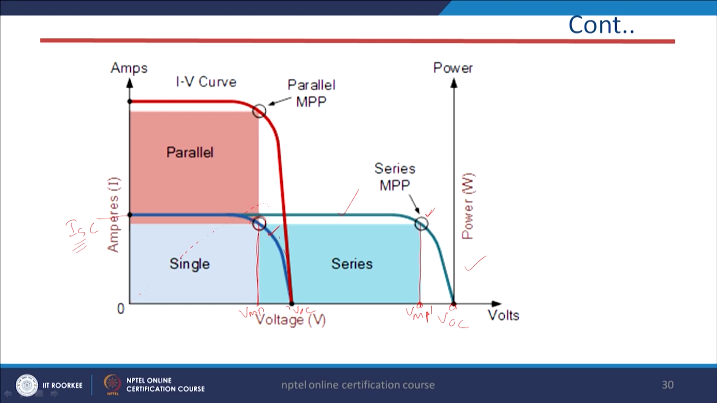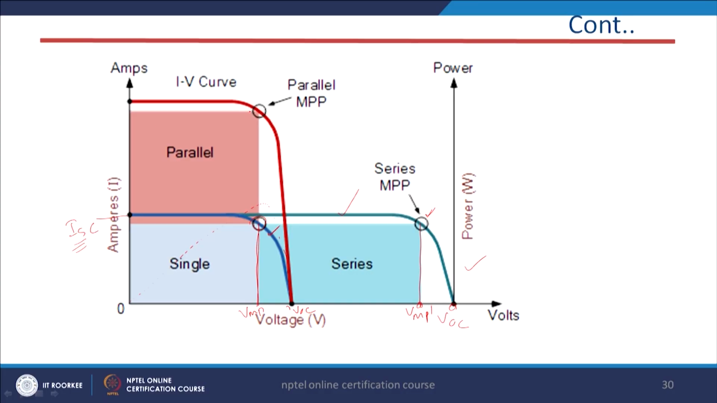Now, if the cells are connected in parallel, then what will happen to the I short circuit and open circuit voltage? If the cells are connected in parallel, this is how the short circuit current at this point, ISC 2, this is ISC and ISC 1.